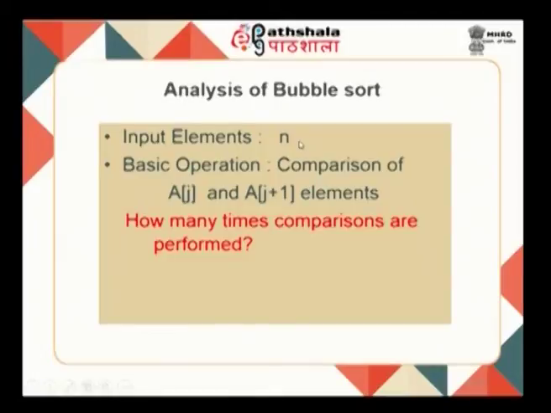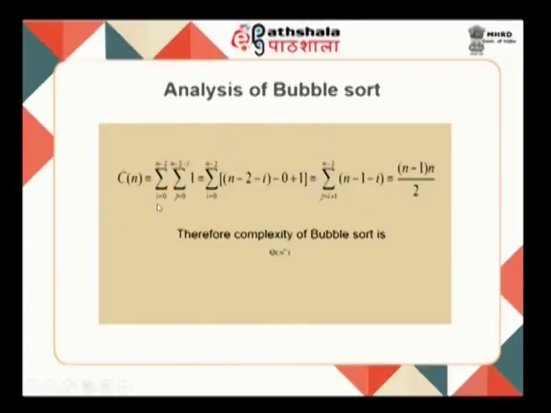The number of input elements is going to be n, and I am going to use the base operation of comparison of a[j] and a[j+1]. Now the question is how many times this comparison is carried out. I can proceed further. Now you can see very well this is the loop which we have started for i, from 0 to n minus 2, and this is the inner loop which we have started from j equal to 0 to n minus 2 minus i. Inside that we are going to make a comparison, therefore it is going to be 1.